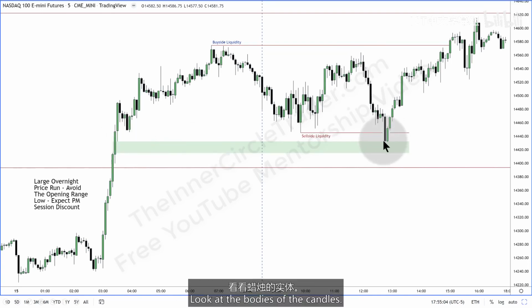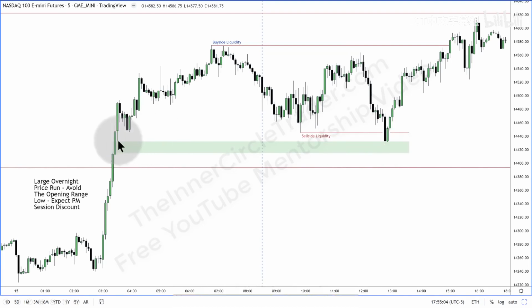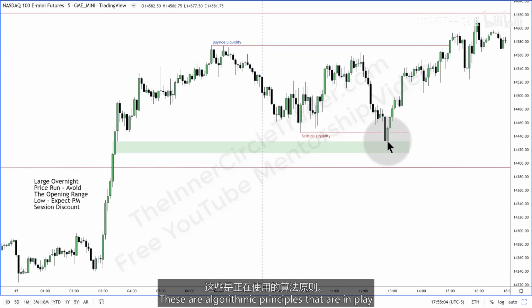See that? Look at the bodies of the candles. Isn't that neat? How it just respects that level back here. Now that's not random. Okay, these are algorithmic principles that are in play, and these markets are unbelievably precise when they are in better conditions.